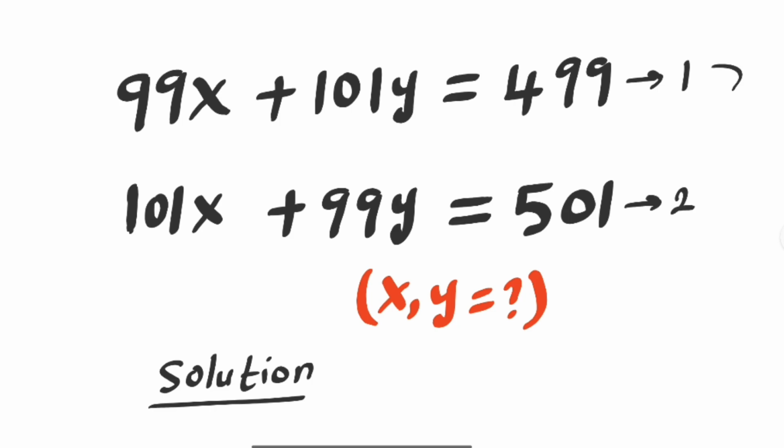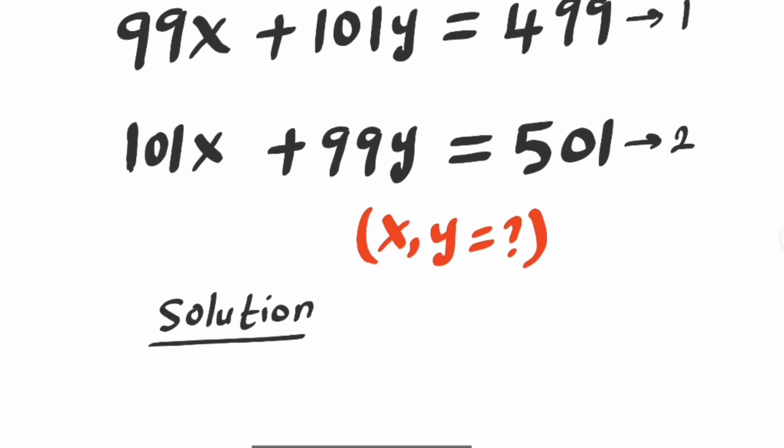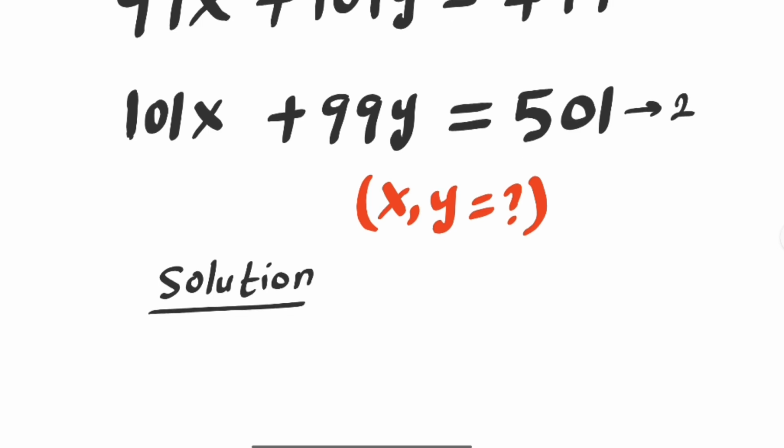Now, as you can see, this is a simultaneous equation. And if you want to solve this problem using either elimination or substitution method directly, it's going to take much of your time because you are going to get a large value. But let us use this trick. Let us add equation 1 and 2 together.